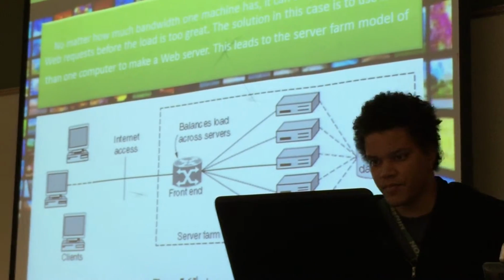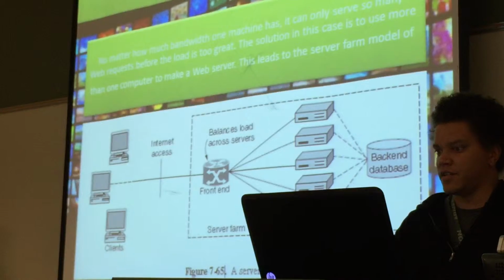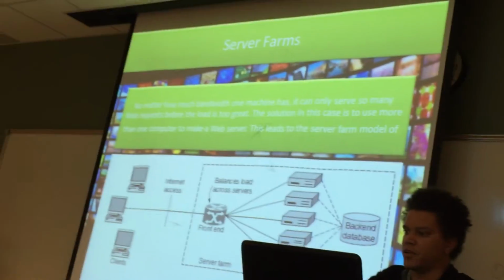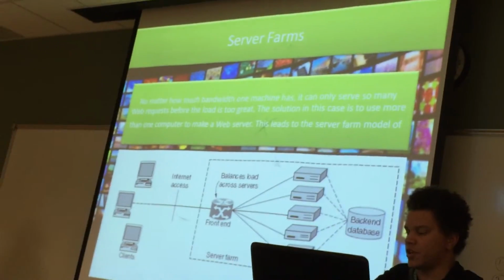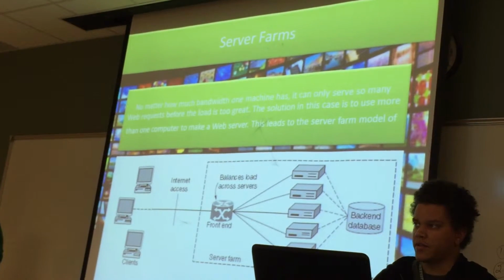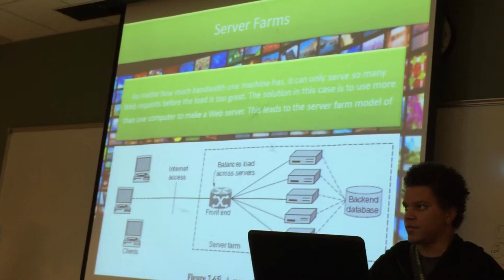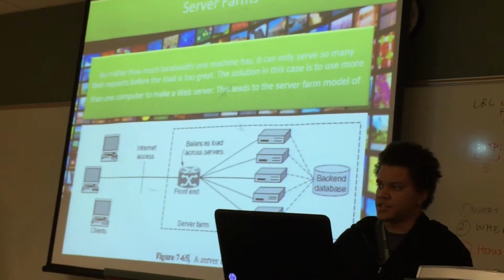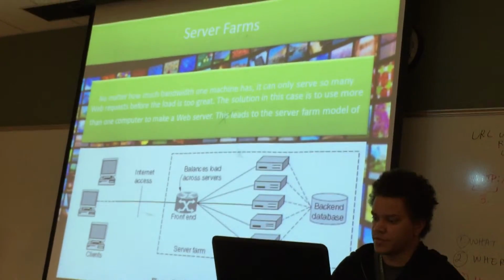Server farms. No matter how much bandwidth an individual machine can handle, you're going to run into problems with serving requests, because any machine can only serve so many people. The simple solution to that is to get multiple machines. This leads to the model of server farms.